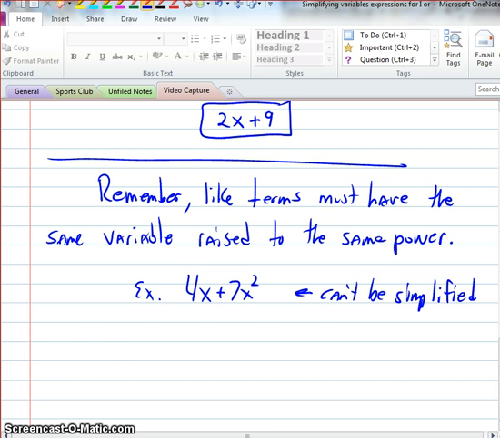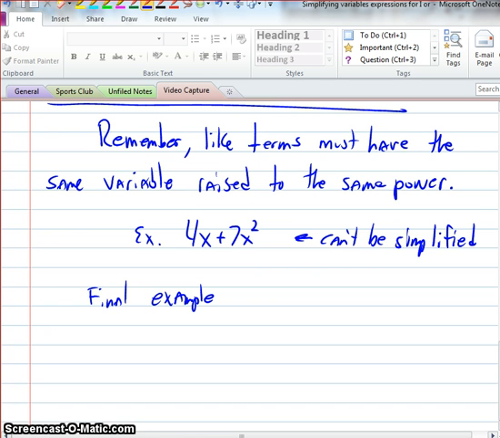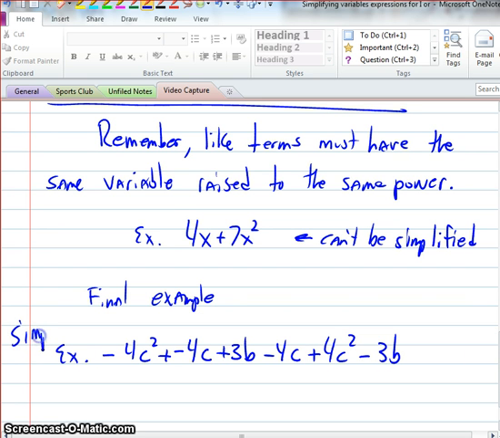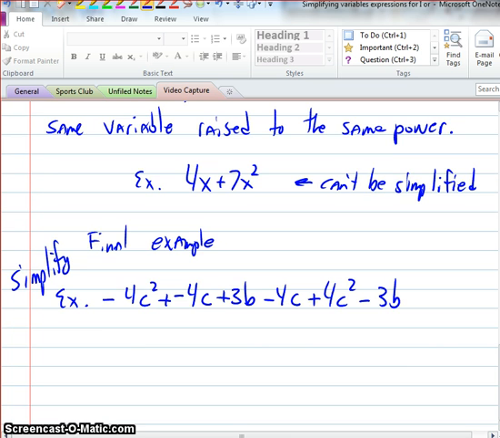And then let's have one final example. This one's going to be a little bit harder because it's going to have more terms in it, but the principle is really the same, so I expect everybody to do well in this. Plus 3b minus 4c plus 4c squared minus 3b. And the directions, again, are simply to simplify. So we're looking for like terms that we can combine together.